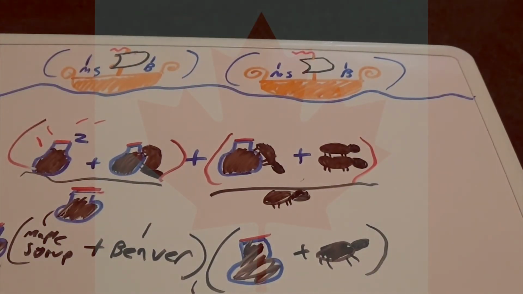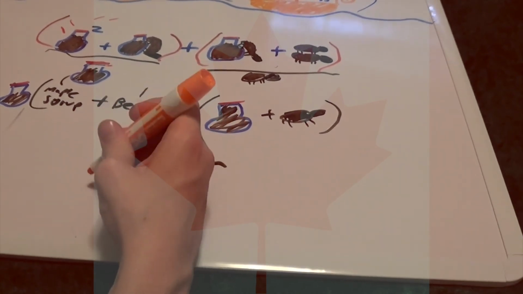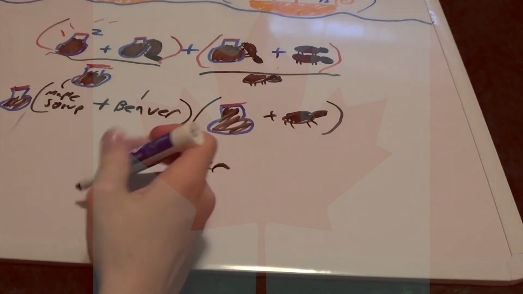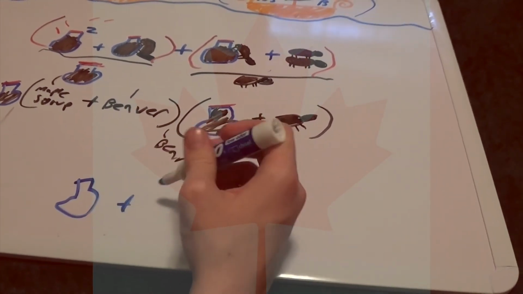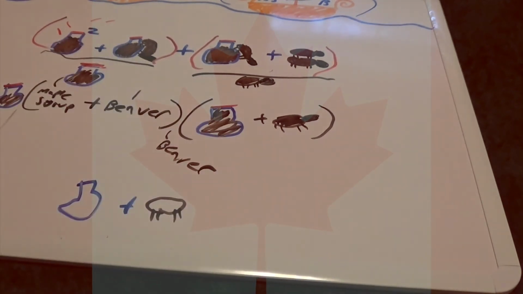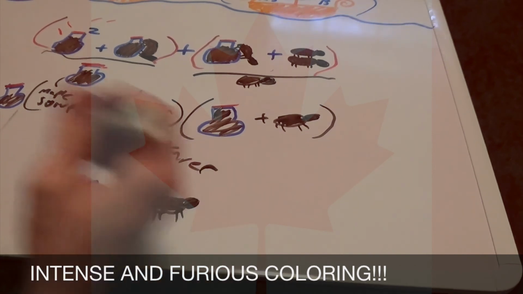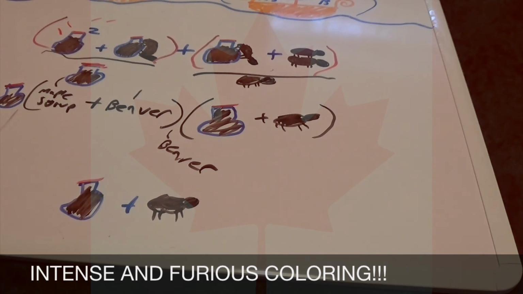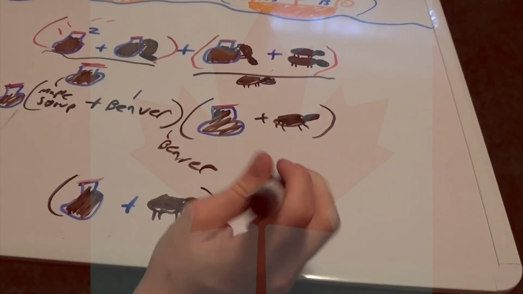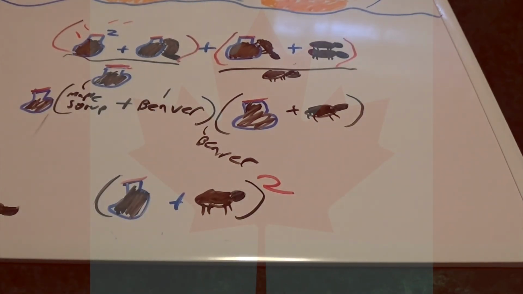Now when you have something like this, it's another special occasion. Since both your answers are the same, since it's one maple syrup and one beaver, you can actually simplify it to this. It'll be one maple syrup plus one beaver. So you'll get one maple syrup plus one beaver squared.